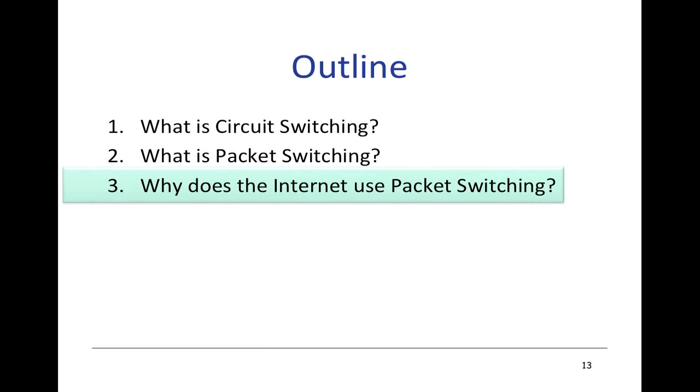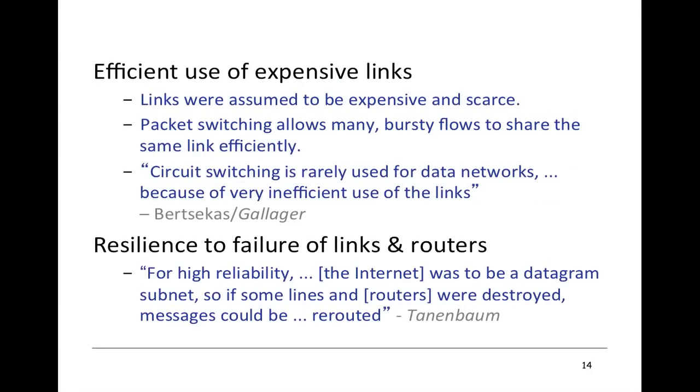So why does the internet use packet switching? Probably pretty obvious by now, but I really wanted to spell that out. There were three original reasons, two that I've got listed here, that the internet used packet switching. The first two are very obvious and come from what I've just described. The first one is that packet switching allows us to use expensive links efficiently. So, efficient use of expensive links.